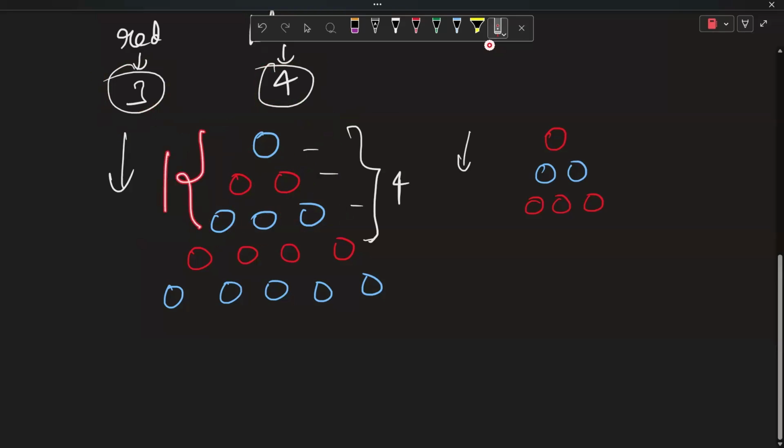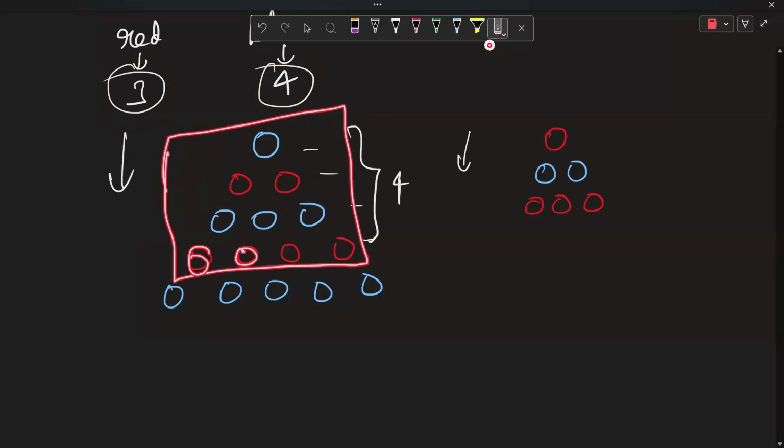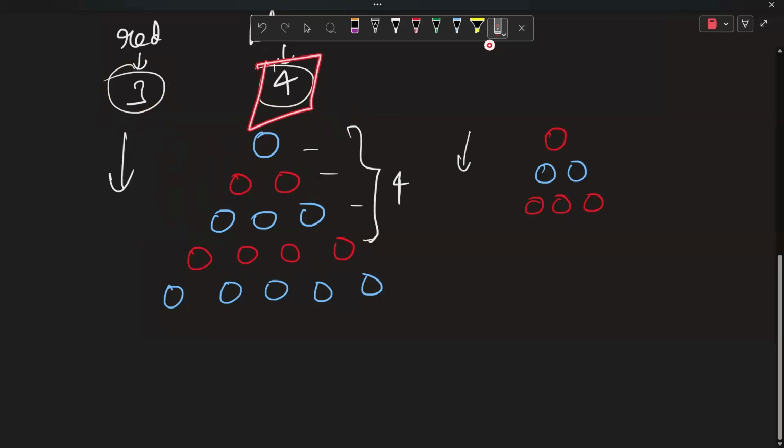Now, if you try to make a triangle with a height of 4, you would require 1, 2, 3, 4, 5, 6 red balls and 4 blue balls. You can have 4 blue balls, but you would require 6 red balls. You only have 3 red balls. So you would not be able to make a height of 4 with this. Now, let's suppose you take this case.